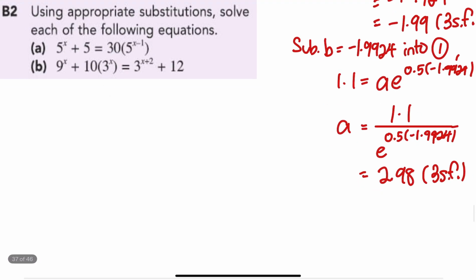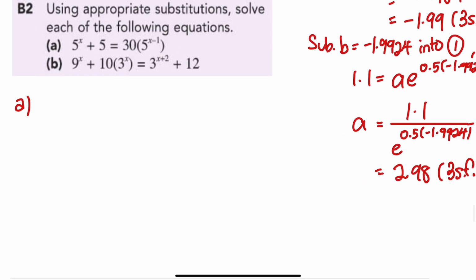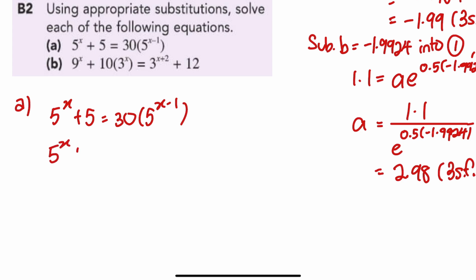So in this case over here, let's look at equation 1. Okay, part A. 5 power x plus 5 equals to 30 times 5 power x minus 1. Okay, in order to use substitution, I must first break apart my terms to obtain just the 5 power x. So by breaking apart, I will get 5 power x plus 5 equals to 30 times 5 power x times 5 power negative 1.